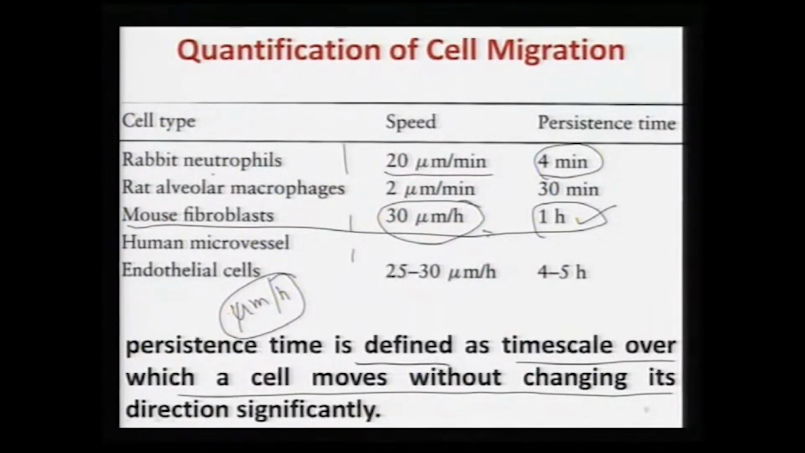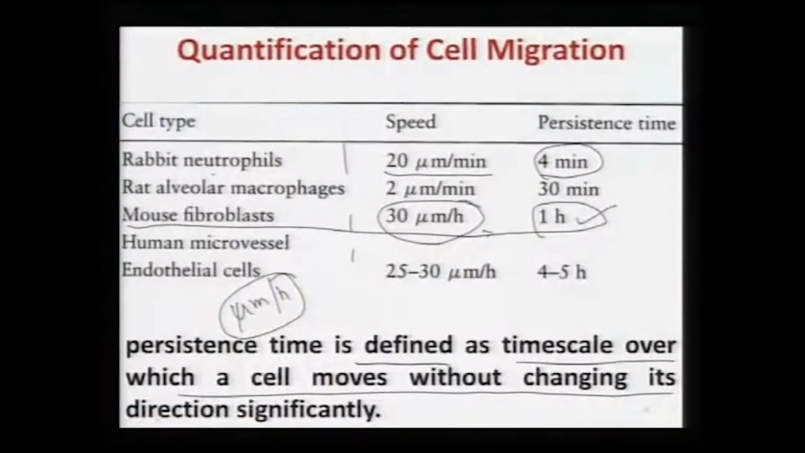Now, persistence time means the time scale over which the cells move without significantly changing direction, and that again depends on the cell type. In fibroblasts it is 1 hour, in endothelial cells it is 4 to 5 hours. Endothelial cells can move in a very integrated manner for a longer time period, whereas rabbit neutrophils can change direction even after 4 minutes. So, it can vary from 4 minutes to 4 hours. There is a time scale difference.